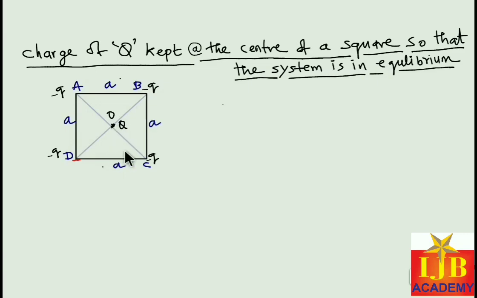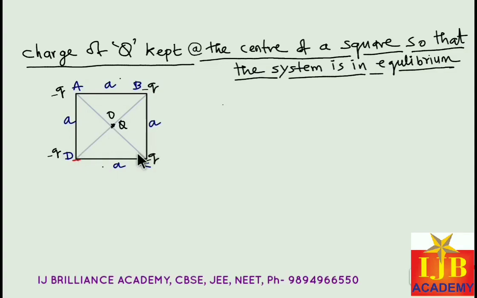So the first part of the problem is not finding the value of capital Q. The first part is to find the net force acting at any one corner. Let me choose, in the same manner as my previous video, the same corner D and find out the net force. Then I can find the value of Q.